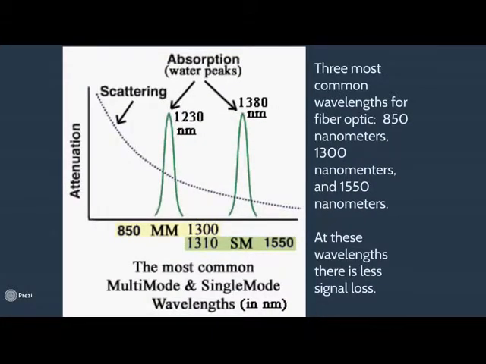Three common wavelengths for fiber optic communications are 850 nanometers, 1300 nanometers, and 1550 nanometers. Fiber optic devices and cables, such as transmitters, receivers, and fiber optic core diameters, are selected according to the wavelength of the signal used. At these wavelengths, there is much less signal loss.